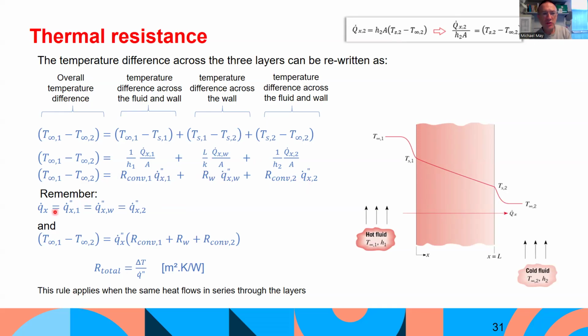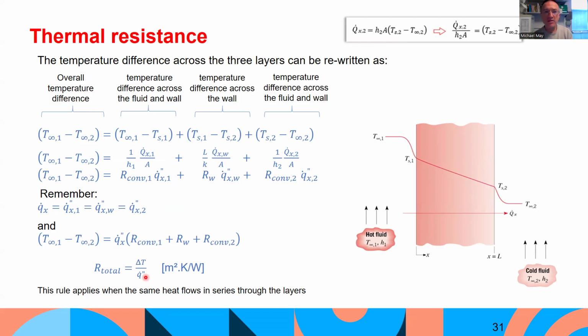Now, if we assume that the heat flux through each layer is the same, that there's no change in heat transfer through the system, we can take that out of the equation. And now we've got delta T equals the heat flux multiplied by the R total. So basically the R total equals the delta T divided by the heat flux, in meters squared Kelvin per watt. And this rule applies when the same heat flows in series through the layers.